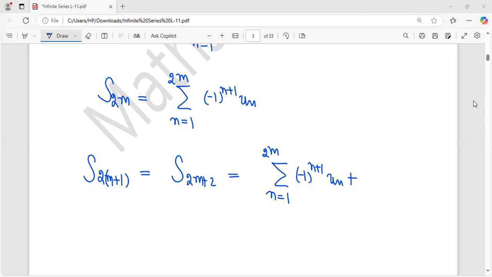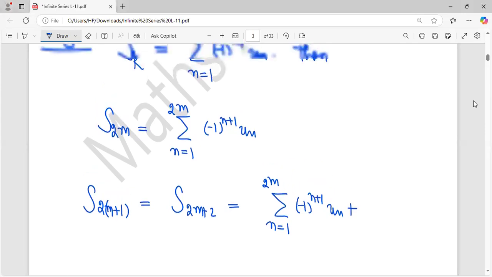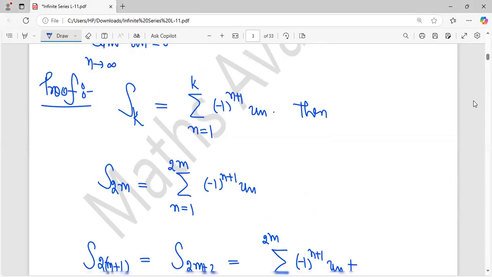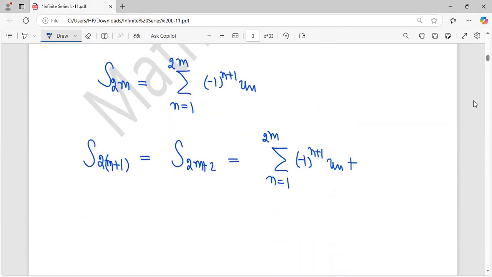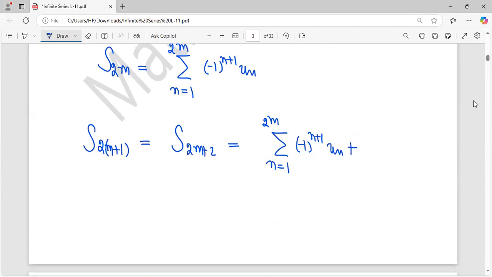So S_2m is the summation, n goes from 1 to 2m, of this. And what will be S_2m+1? That is S_2m plus u_2m+1, and we can write the next two terms: S_2m+1 minus u_2m+2. And this is nothing but S_2m.